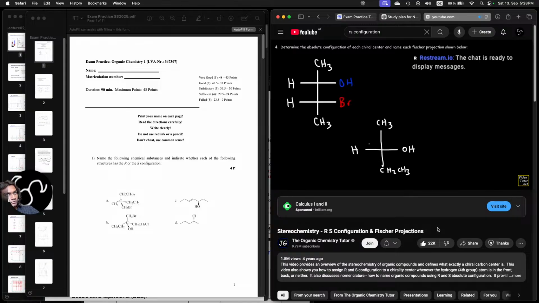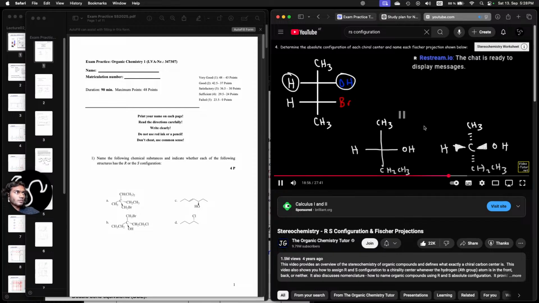What we need to realize is that the groups on the horizontal part of the Fisher projection are in the front. So you can redraw the structure like this if you want. They're coming out of the page, and so they're on the solid wedge. These two groups are on the dash or the hatch wedge, so they're going into the page. You can view them as being in the back. So make sure you understand that. Now, hydrogen is typically on the side.